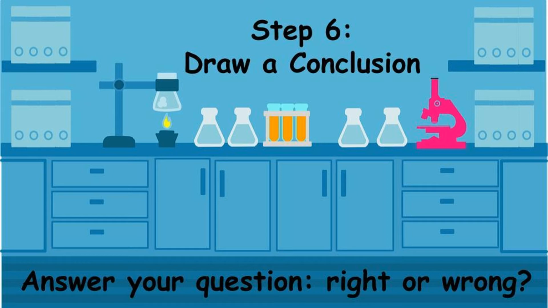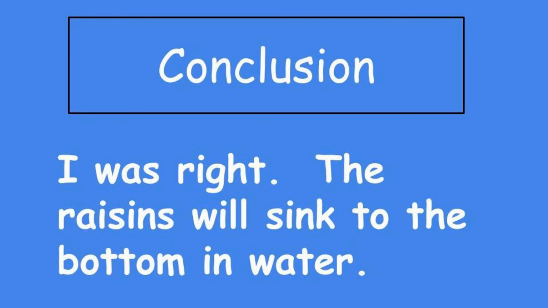Step 6 of the scientific method says to draw a conclusion. Take a look at your question again and how your hypothesis was worded. Were you right or were you wrong? As I look at the conclusion to my experiment, I decided that I was correct. The raisins will sink to the bottom in the water.